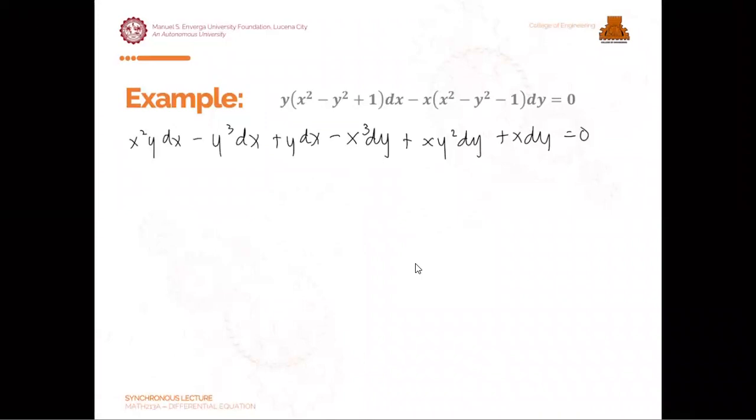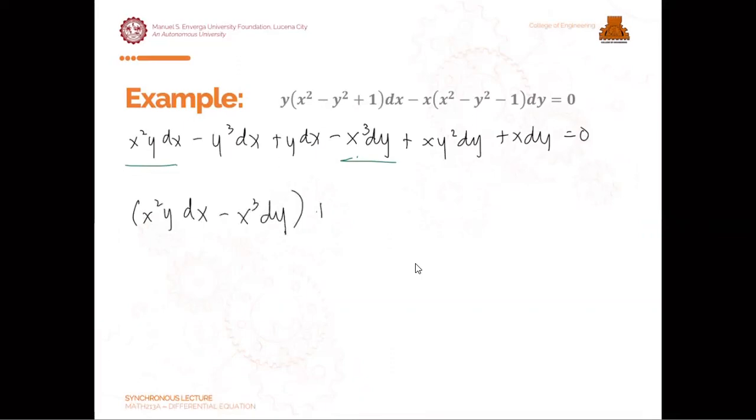So, ang pwedeng ka-factor ng first term is si... try natin yung fourth term, si x cubed dy. Okay? So, pwede natin i-factor yung x squared sa kanya. Pwede siyang mag-grouping. Wala namang iba't ibang term na may x squared. So, yun yung first natin, no? So, x squared y dx minus x cubed dy.